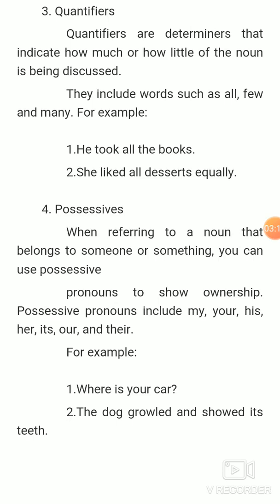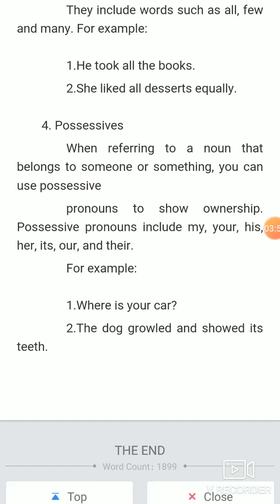Third determiner is quantifiers. Quantifiers are determiners that indicate how much or how little of the noun is being discussed. They include words such as all, few, and many. For example, number 1, he took all the books. So here "all" is a quantifier. Number 2, she liked all desserts equally. Here also "all" is specifying the quantity.